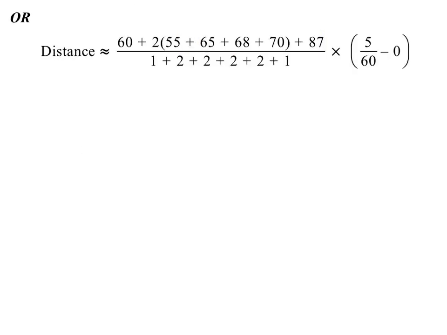If I was to use the alternative setting out, well, then that's how I would do it. On the top of the fraction, what was inside those braces? The 60, the 67, 2 times the ones in the middle. Bottom of the fraction, all of those things I multiplied the function values by. So 1 plus 2 plus 2 plus 2 plus 2 plus 1, and multiply by the width of what we're doing. And it was 5 over 60 minus 0. And yes, that does come out to be 5.4 kilometres.